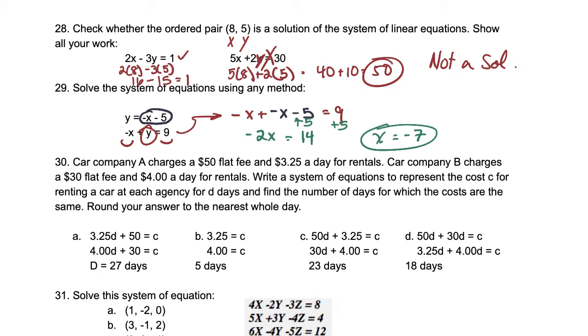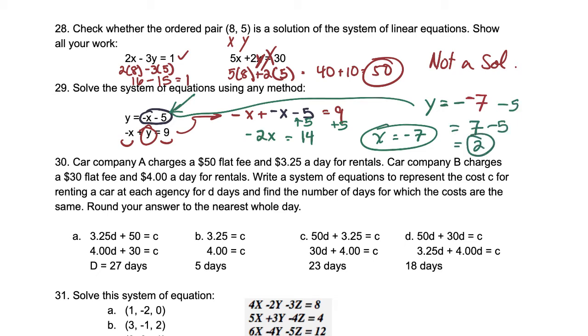The nice thing about substitution is right up here we have this equation. It says what y is, and it says y is equal to negative x minus 5. Now, careful here. x is negative 7, so it's the negative of negative 7 minus 5. Double negatives gives us 7 minus 5, which is just 2. So these two share a solution at negative 7, 2. An ordered pair, because that's where they intersect.